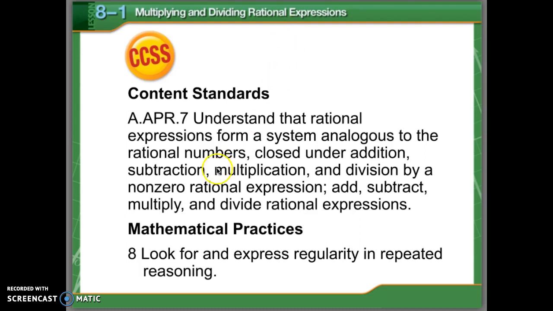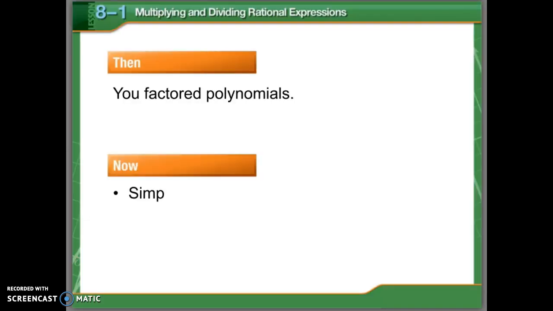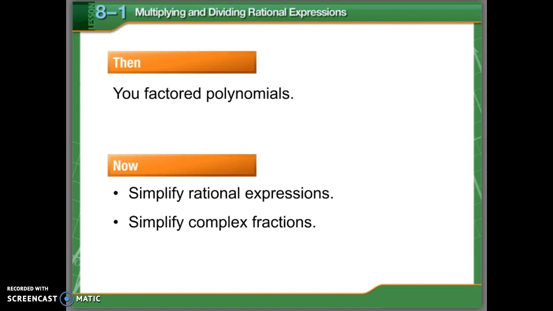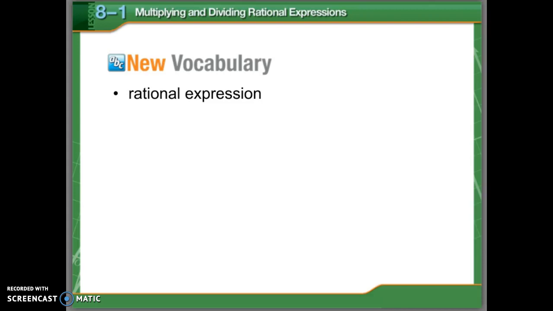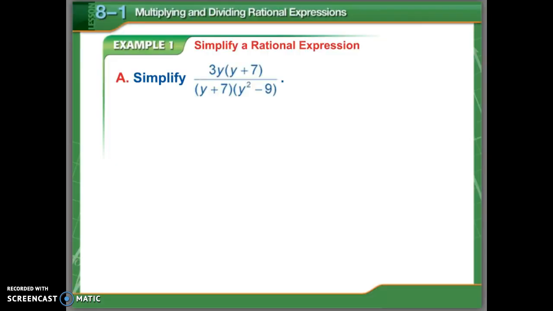Our mathematical practice is, again, practice 8, looking for and expressing regularity in repeated reasoning. So we have spent a lot of time factoring polynomials. What we're going to be doing in this lesson is simplifying rational expressions and complex fractions. Obviously you may not know those terms, rational expression and complex fraction, but when we get to them in the lesson, I'll definitely make sure I talk about it so you understand what's going on.